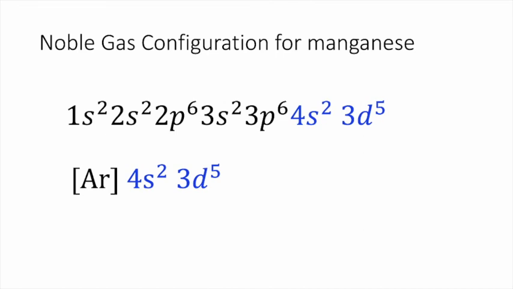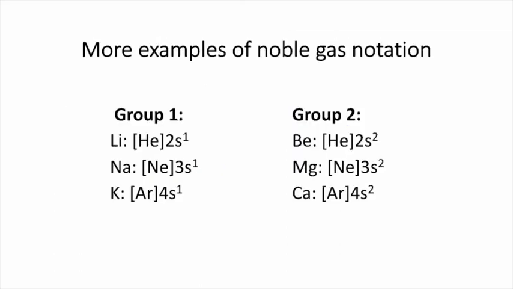And here is an example of the regular electron configuration for manganese, followed by the noble gas configuration. Argon is the next lowest noble gas, so that is in brackets. And here are some other examples of how you could write noble gas notation.